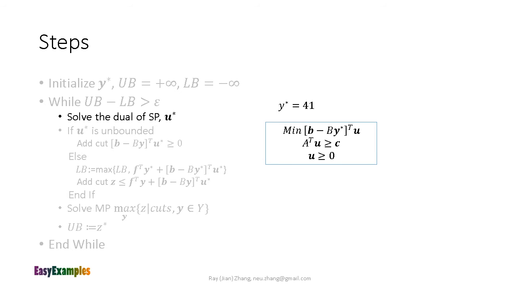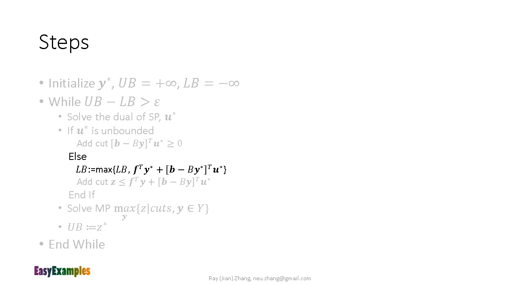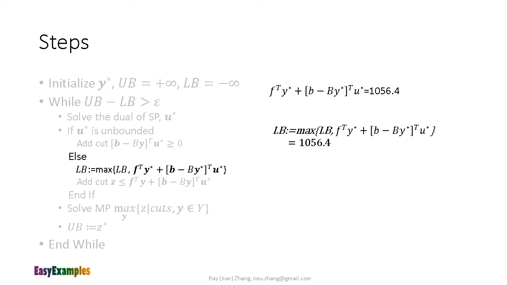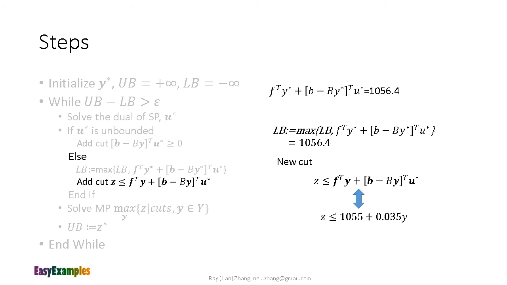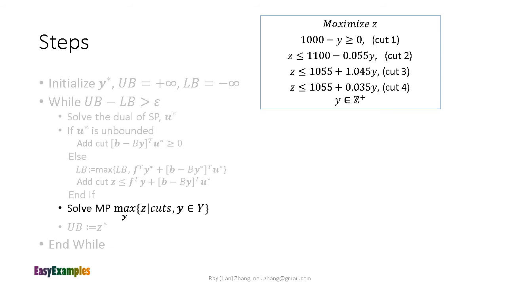Again, we formulate the dual of the subproblem based on the current y star, and we solve this dual and get the optimal dual solution, u star. Based on y star and u star, we calculate the total profit that can be generated from the saving and the investing, and we update the lower bound. And again, a new cut is generated based on the current u star. With the new cut, we have 4 cuts in the master program.